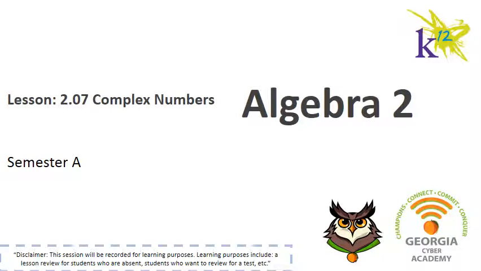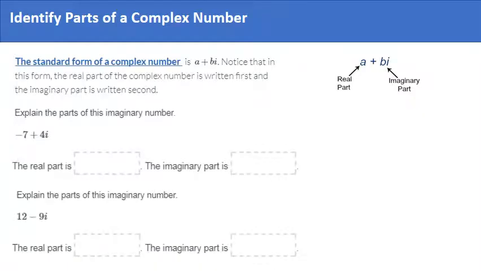So in this video, we are going to look at your complex numbers lesson. So when we identify the parts of a complex number, the standard form of a complex number is a plus bi, where the a is the real part and the bi is the imaginary part, because a complex number is made of both real and imaginary.